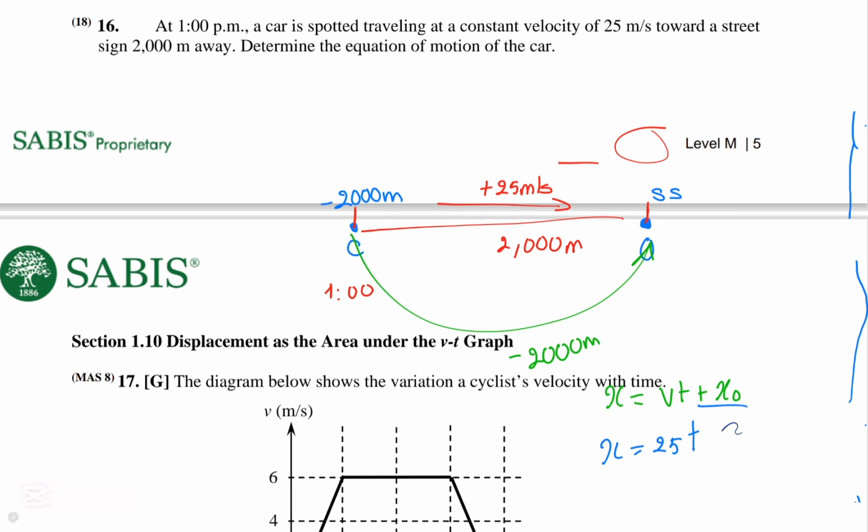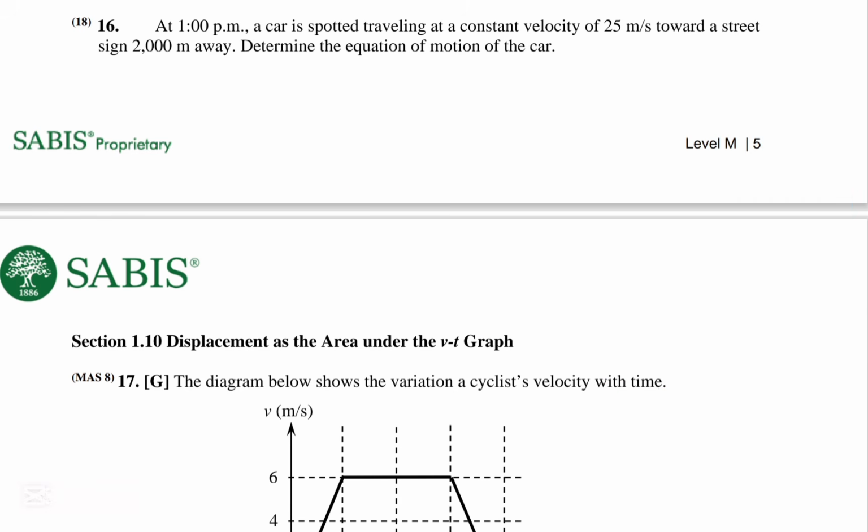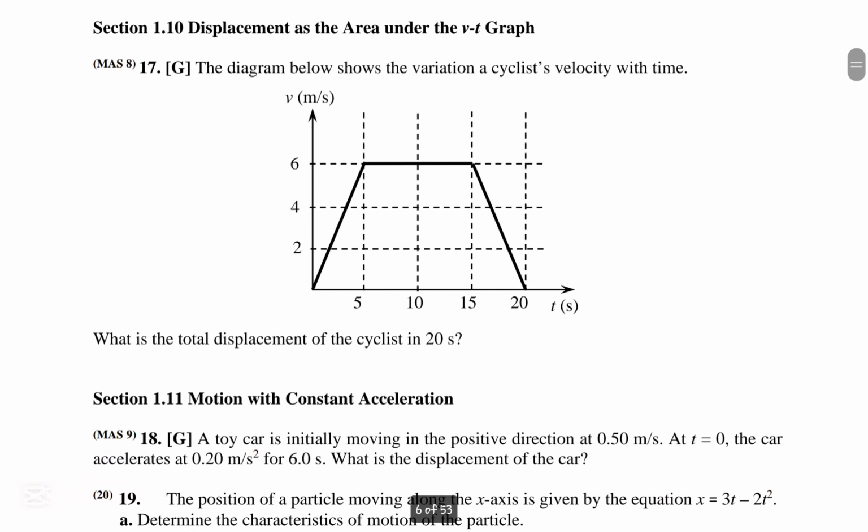Anyways, so plus x initial, which is how much? Which is minus 2,000 meters. This is all I needed to add. So anyways, I'm going to move on to section 1.10, question 17.